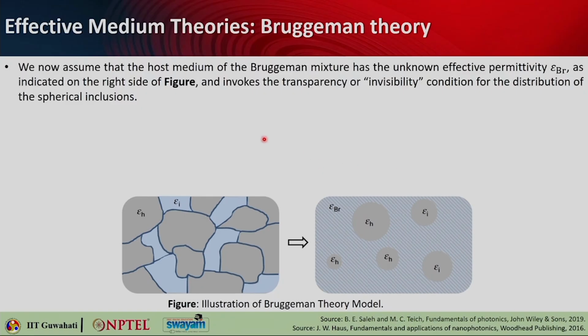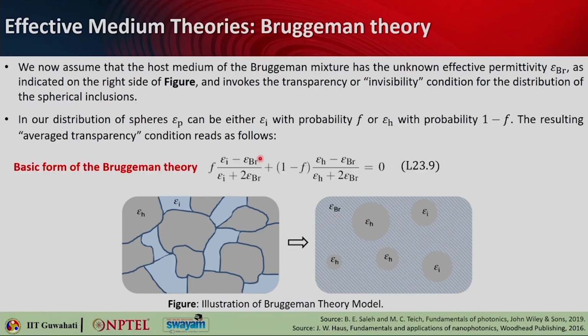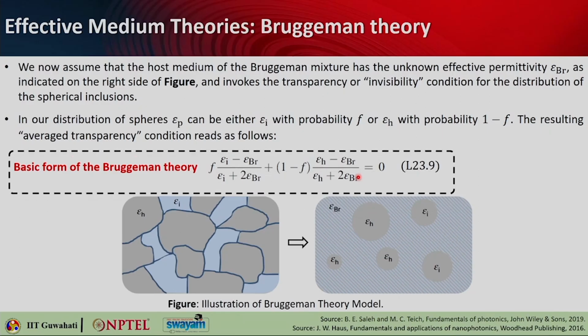Now, we can assume that the host medium for this Bruggeman mixture has an unknown effective permittivity, which we write as epsilon Br. So, how will this be related? You can write down the basic form of the Bruggeman theory as f times (epsilon i minus epsilon Br) over (epsilon i plus 2 epsilon Br), plus (1 minus f) times the same expression for epsilon h. These are basically the contributions coming from spheres of permittivity epsilon i in an effective background medium, plus the volume fraction of the other type of spheres which has permittivity epsilon h in a background of epsilon Br.